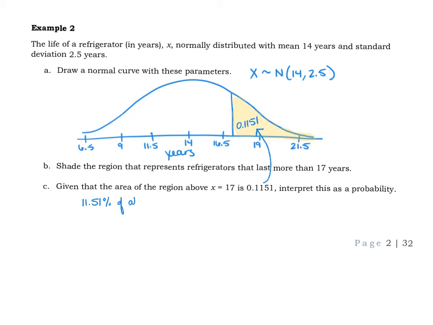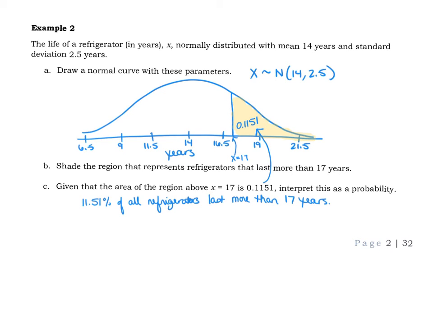11.51% of all refrigerators last more than 17 years. Okay, because again, from the picture, this mark right there is where X is 17. And so we are saying about 11.51% of all refrigerators would last more than 17 years.